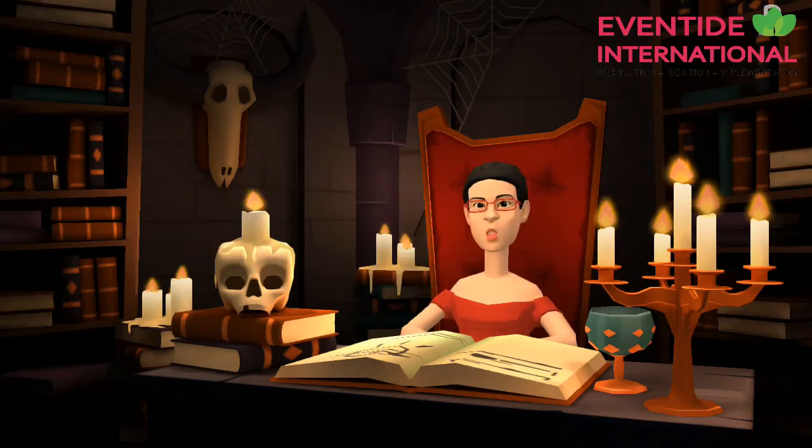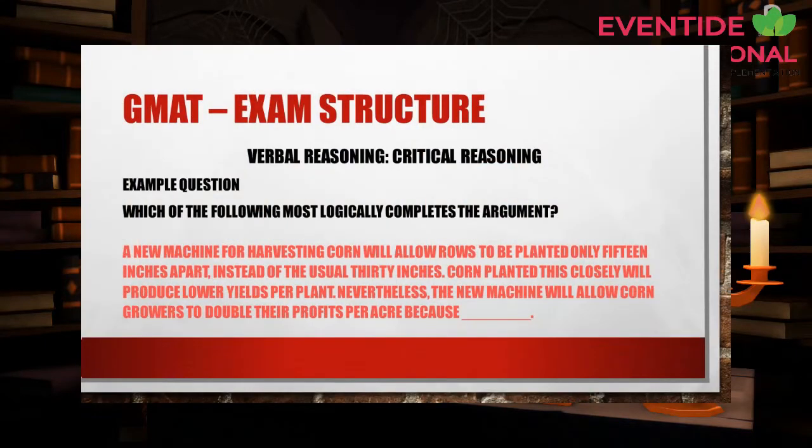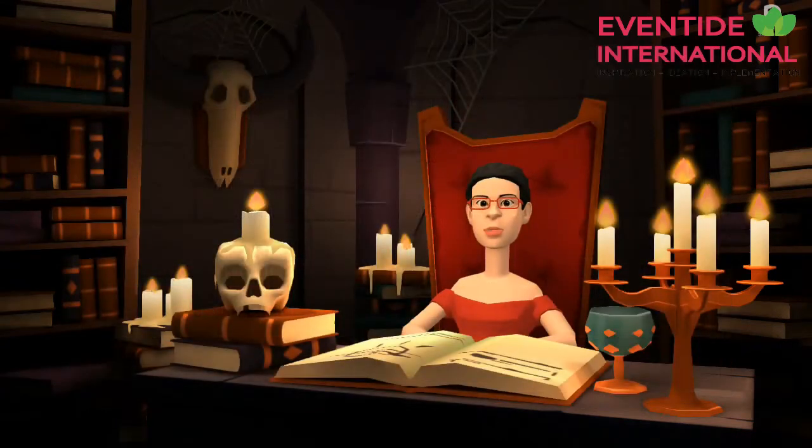The first line states that there is a new corn machine that plants corn at intervals of 15 inches rather than the previously practiced 30 inches. This is information. The second line states that due to this practice the yield will be less. This again is information. The final line states that such practice will double the profits per acre for the farmers. You have been asked to select an option that justifies the doubling of profits.